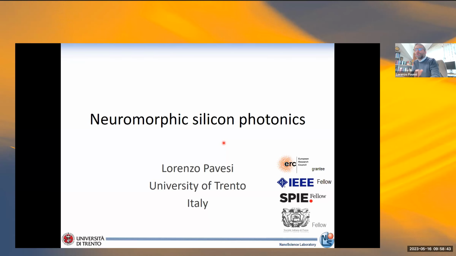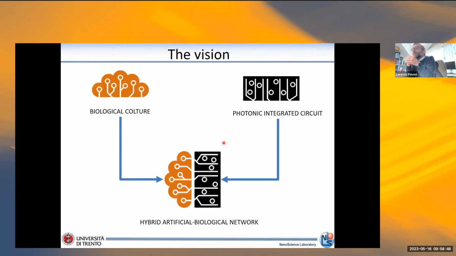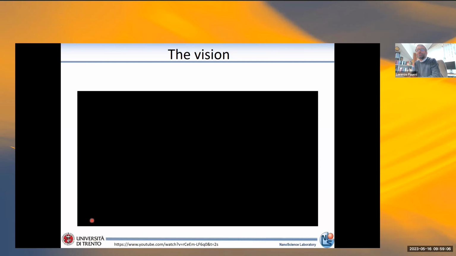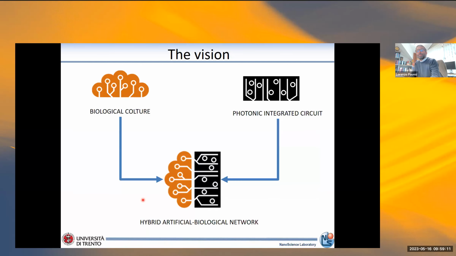that is neuromorphic silicon photonics. Our vision is to try to build a hybrid artificial biological network where we make a photonic integrated circuit interact with biological culture. And the reason why we are aiming to work on and achieve this vision is shortly introduced in this small video here.